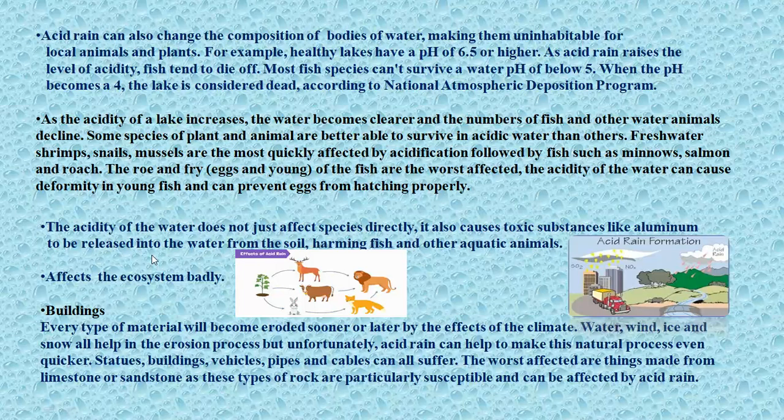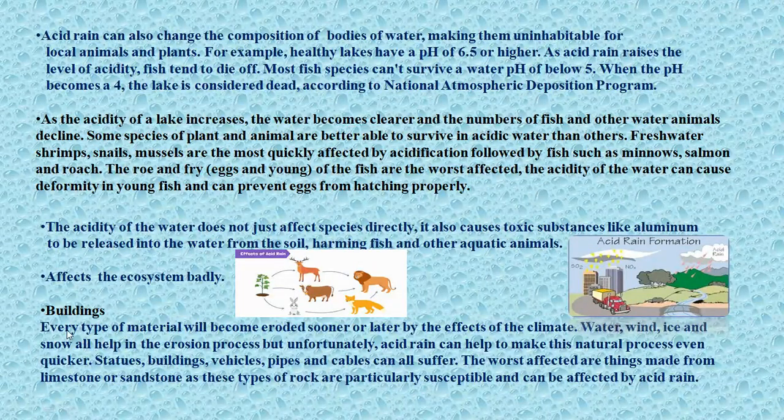Further, the acidity of the water does not just affect species directly, it also causes toxic substances like aluminium to be released into the water from the soil, harming fish and other aquatic animals. It affects the ecosystem badly. So, if one species is gone, the whole ecosystem is disturbed.